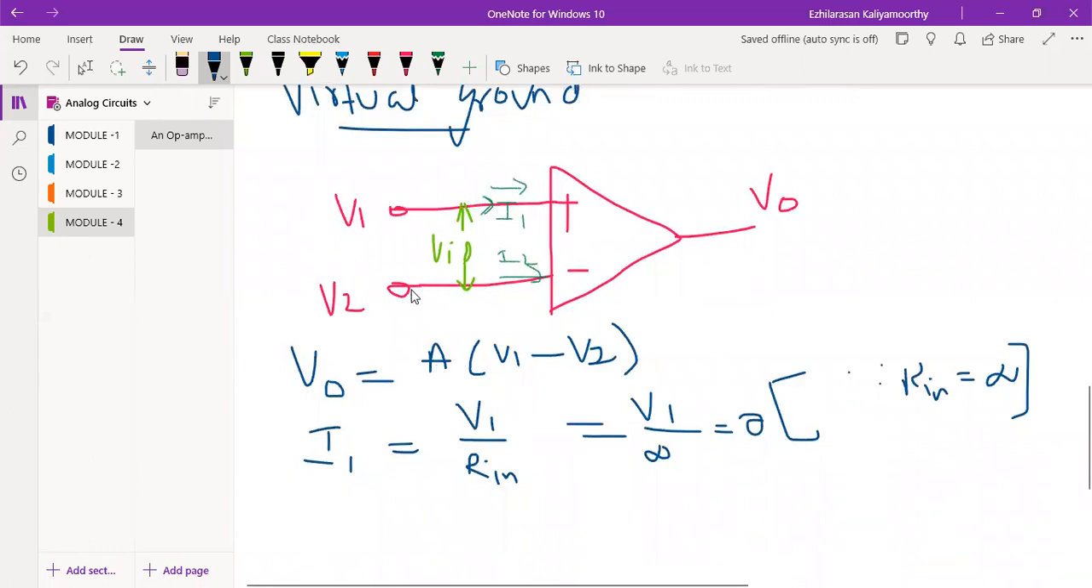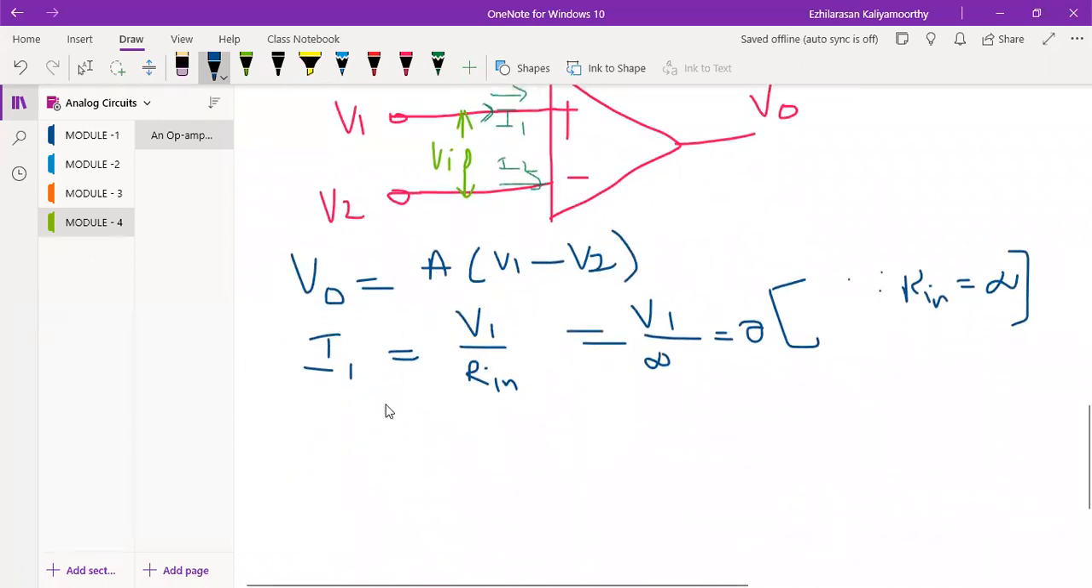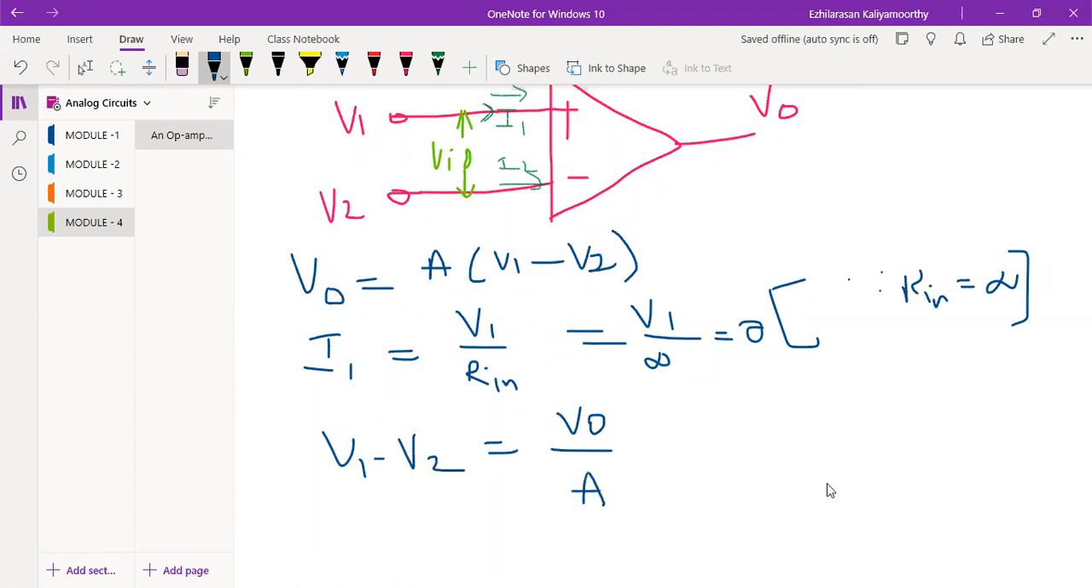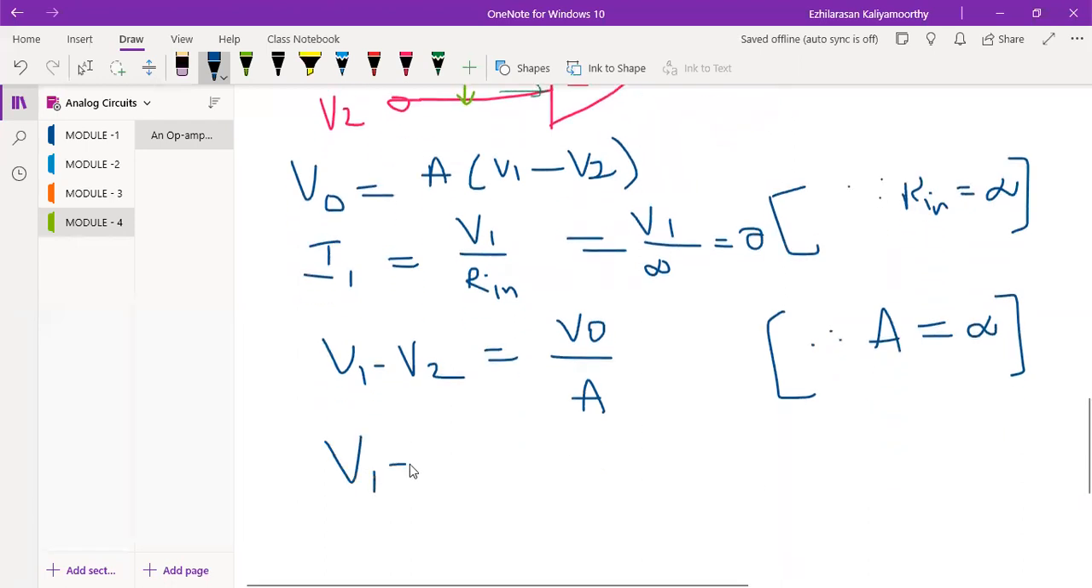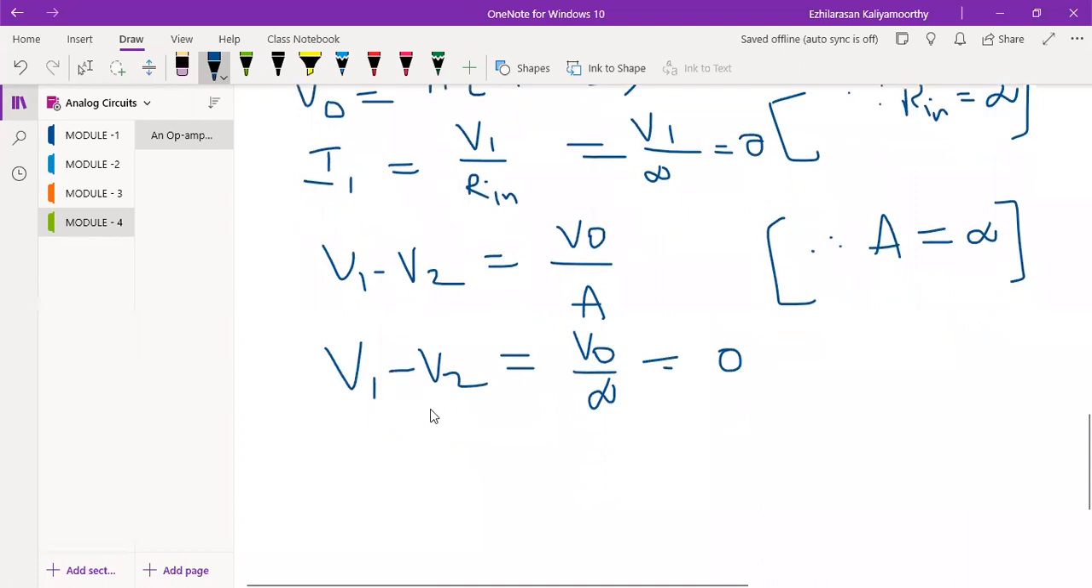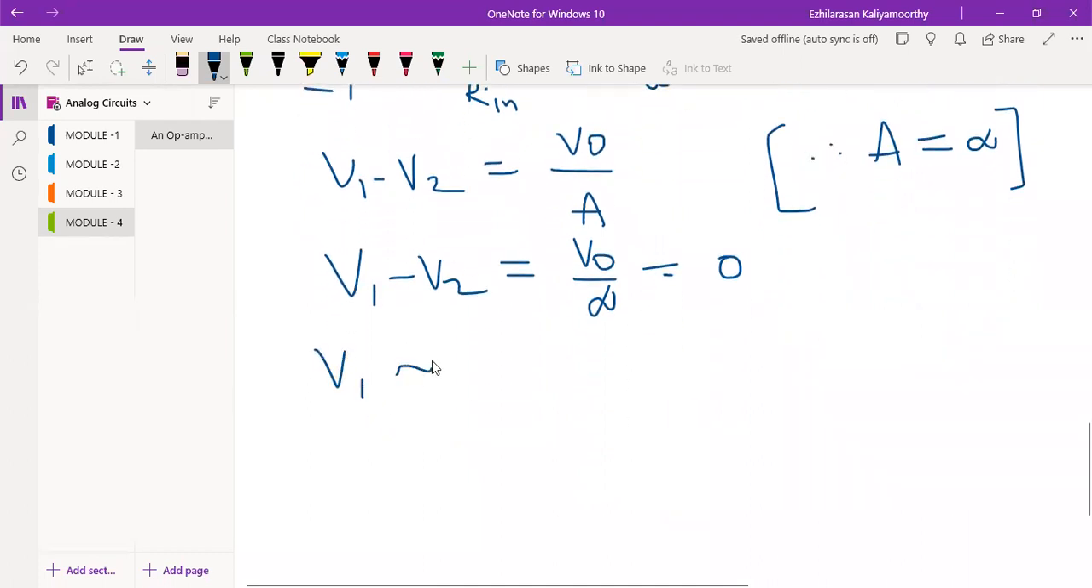Next, virtual ground. From this concept, V1 minus V2 is equal to V0 by A. Since we know that A is the gain, and the gain is very, very high, I'll say A is equal to infinity in the theoretical part. So V1 minus V2 is equal to V0 by infinity, that will be equal to 0. So V1 minus V2 is equal to 0. Then I can say V1 will be approximately equal to V2.